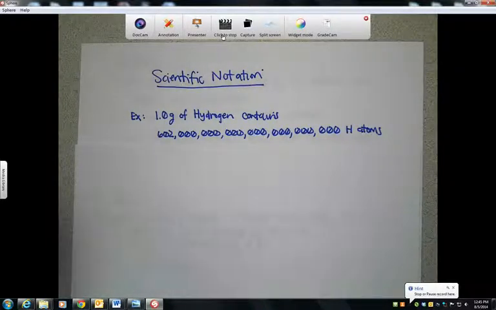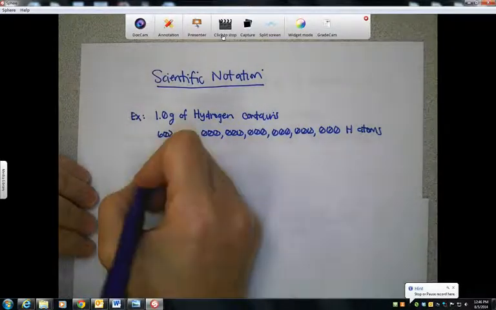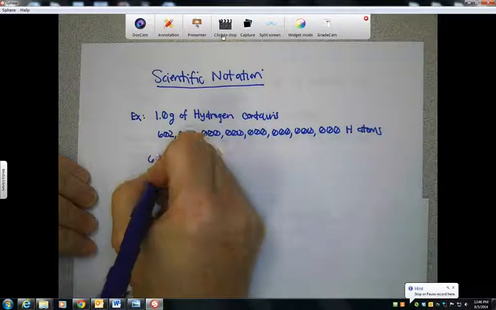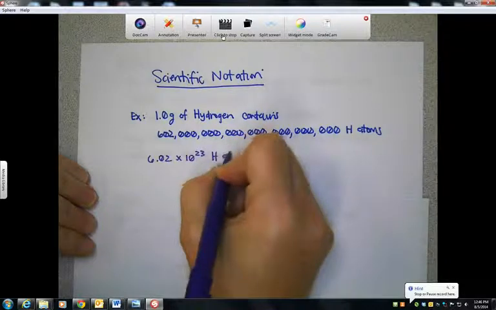And a lot of times your numbers are really, really small, with a lot of zeros at the front. Writing numbers like that, and putting them into your calculator, would be very cumbersome. We don't want to write all those zeros or punch them into our calculator, so we use something called scientific notation. If we took that number and put it into scientific notation, it becomes 6.02 times 10 to the 23rd hydrogen atoms.